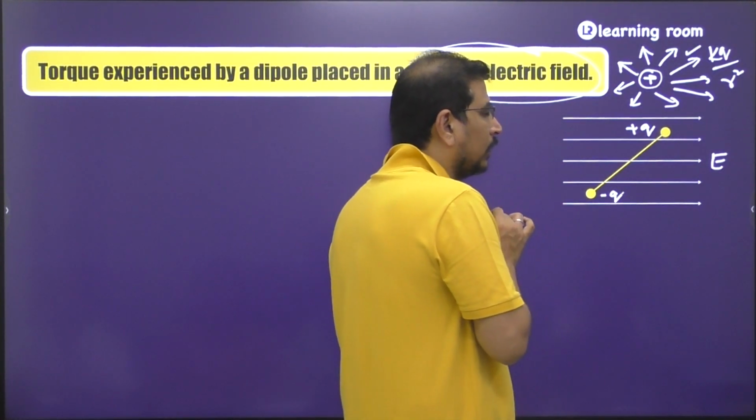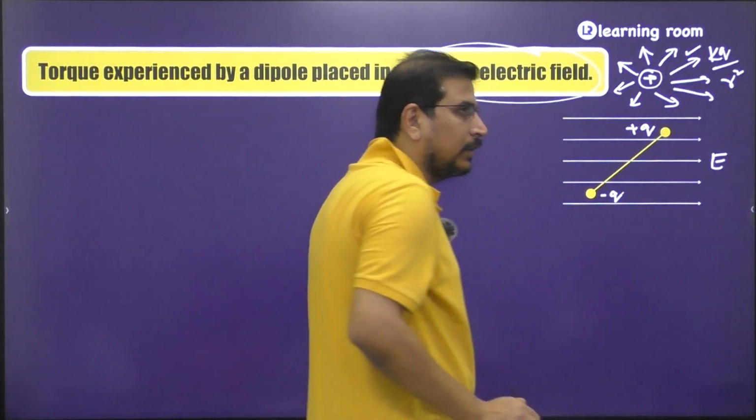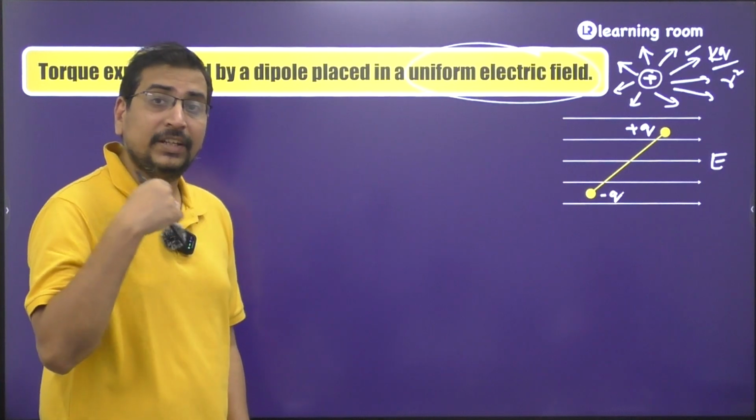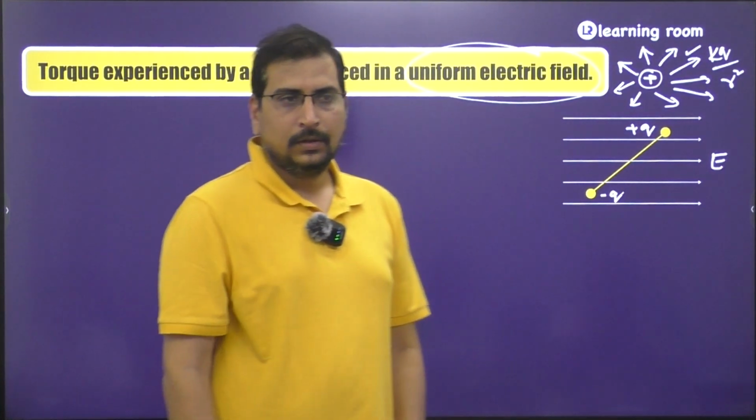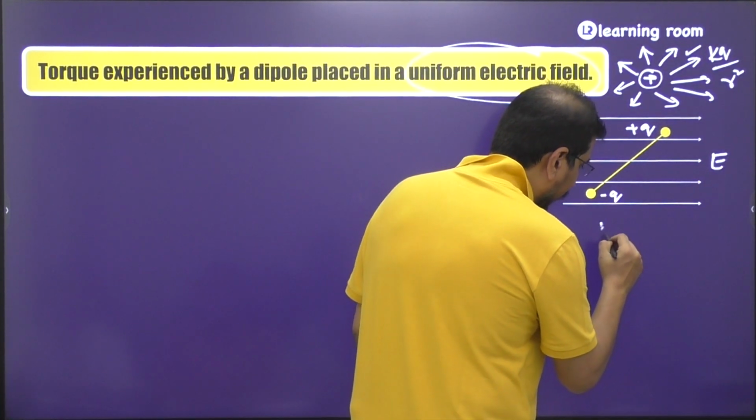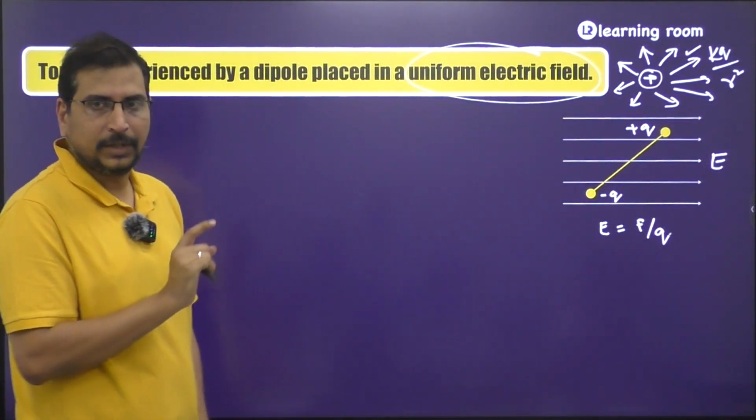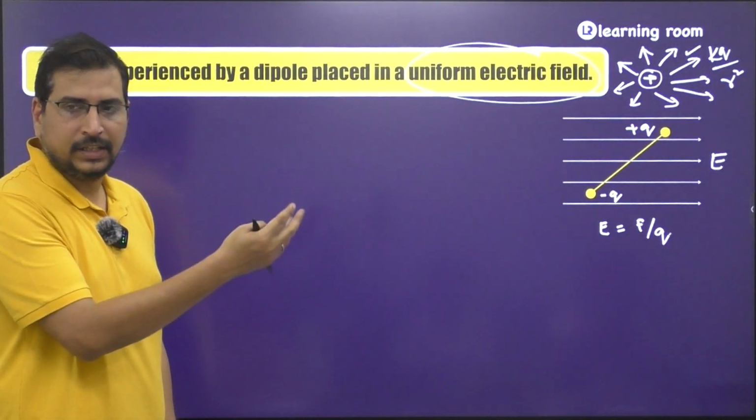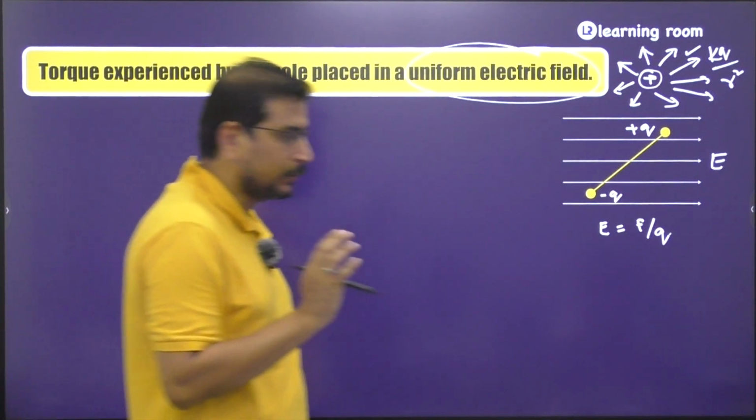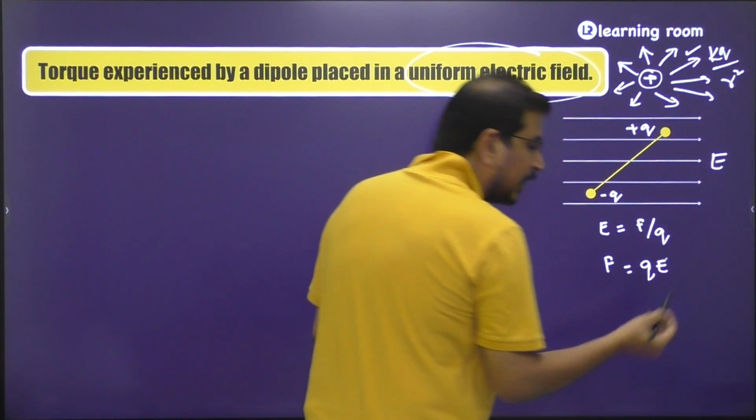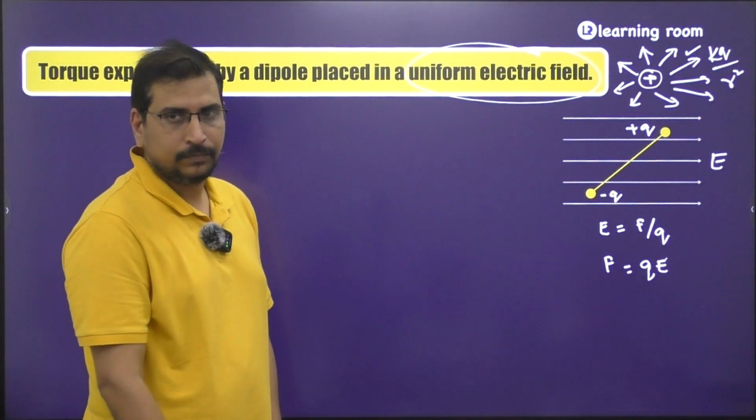Tell me one thing: in the presence of an electric field, in what direction will the positive charge experience a force? Let's recollect this concept. We know that electric field E is equal to F divided by q. Q can be any charge which you are placing in the external electric field. So, the force experienced by the charge, F, will be equal to qE.